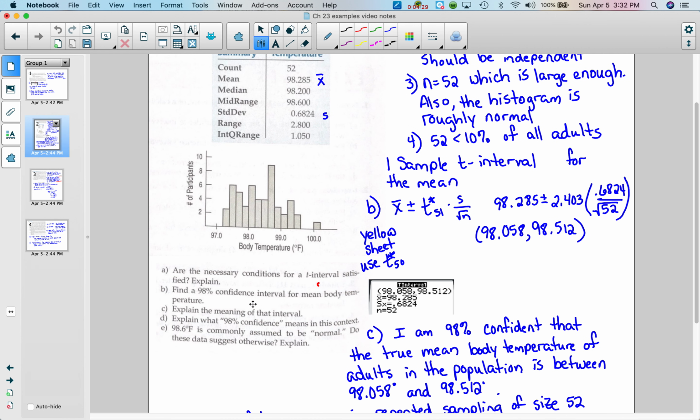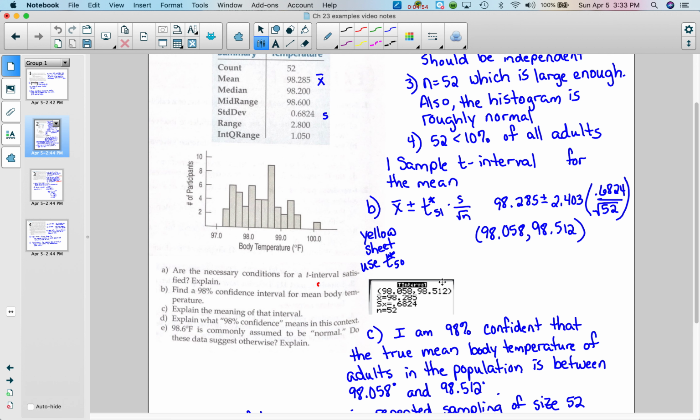So then in part B, they ask you to find a 98% confidence interval for the mean body temperature. Now, if you do it on your calculator, you're going to use the T interval, and you're just going to plug in the information. Notice my X bar came from up here. My standard deviation was right here, so I got that information from the chart to plug that in. N was 52, and it gave me my confidence interval.